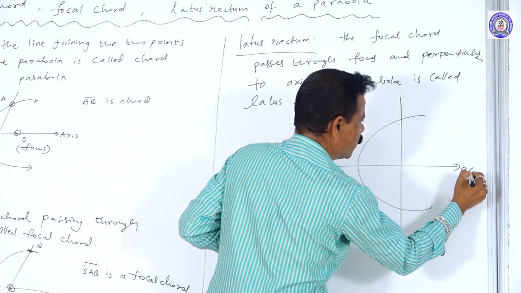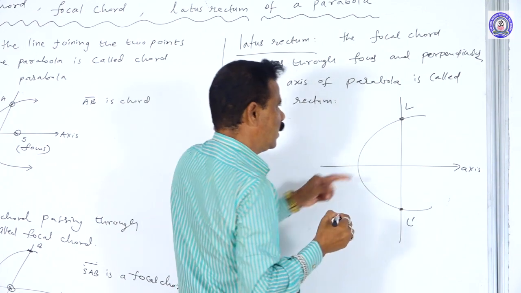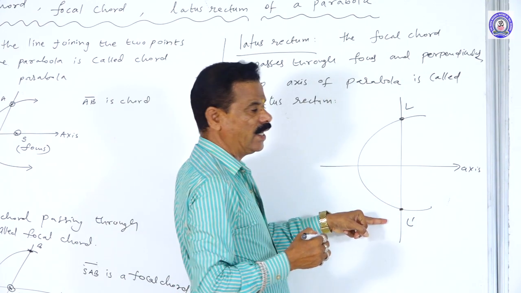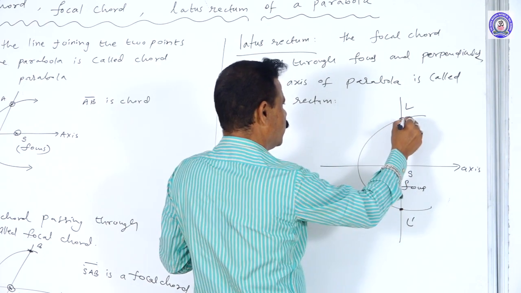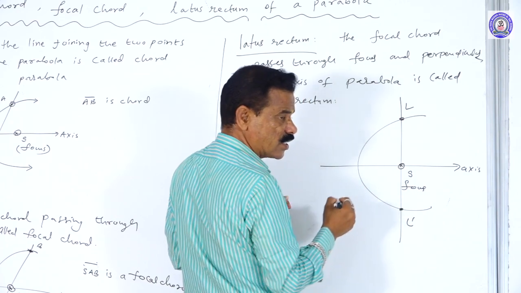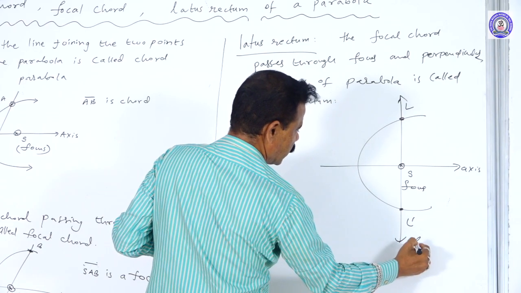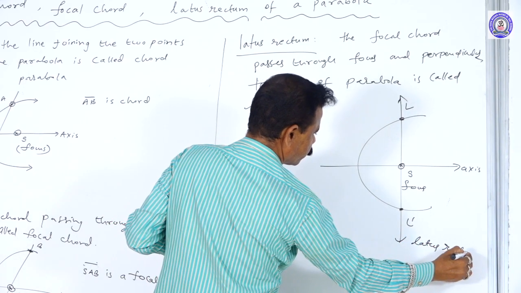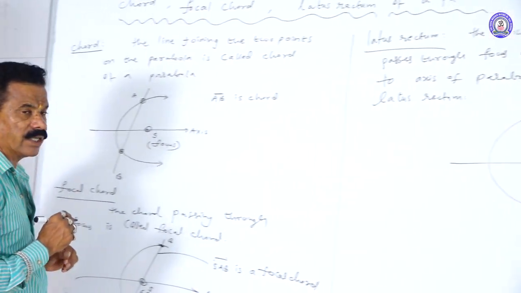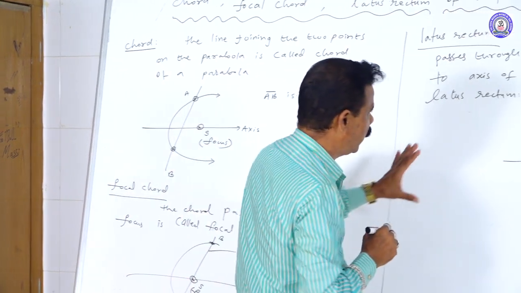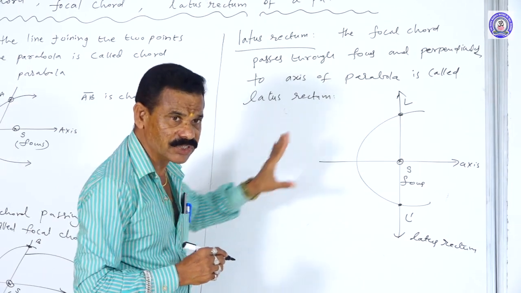This is the axis of the parabola. This is the point L. This is the point L dash. The latus rectum ends at L and L dash. It passes through the focus S. This LL dash is called the latus rectum. This is the focal chord. And here the length of the latus rectum is LL dash.